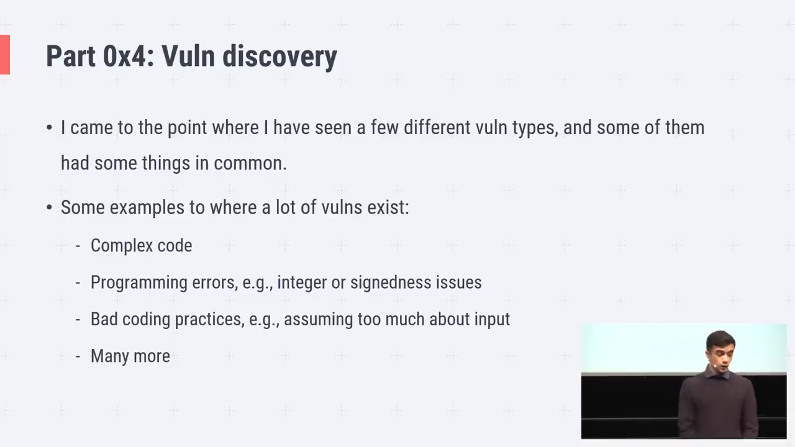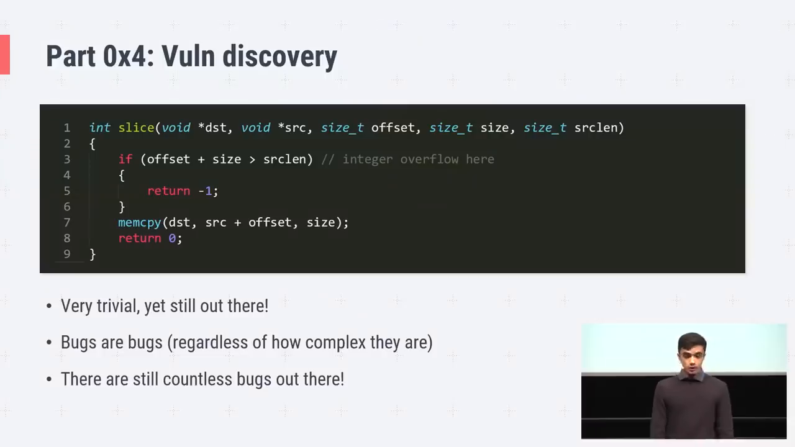For example, programming errors like integer overflows and signedness issues. These are bugs that exist because people make mistakes, and we're all humans, and humans make mistakes. We're not perfect. A great example of such a mistake is the following code. On the third line, we have an integer overflow, which a lot of developers know about, yet they still make this mistake. It's, as I said before, because we are all humans, and humans make mistakes.